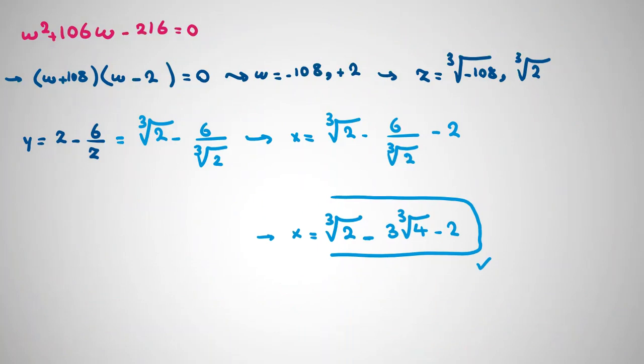Let me write a homework for you. The homework is try to solve this problem: x to the 4 plus x cubed equal to 108, and x is a real number. Try to find all possible values of x.